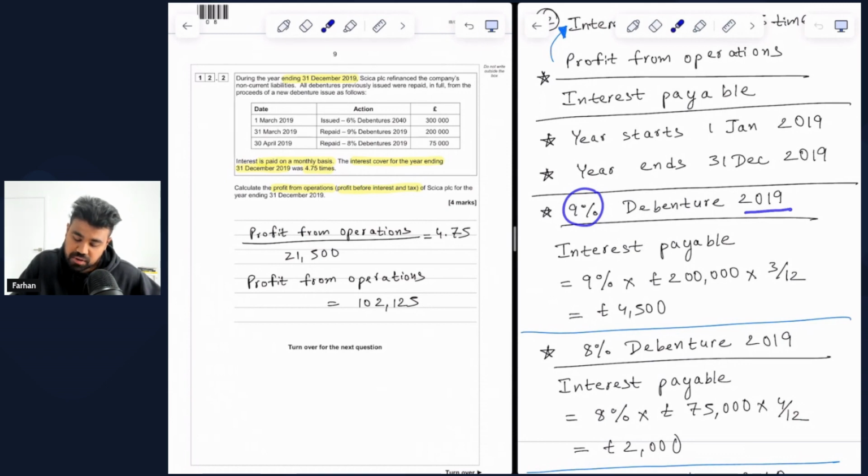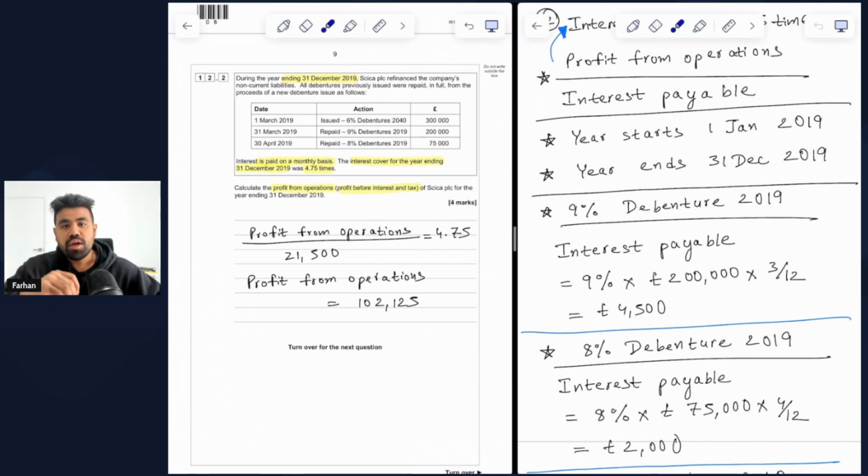Now, the interest that's payable on this 9% debenture can be calculated by taking 9% and multiplying it with the principal of £200,000. But then again, if you check the dates carefully given in the question, you will see that this 9% debenture was repaid on 31 March 2019, which means in the financial year of 2019, this debenture was still in use for January, February, and March, which are the 3 months before it was repaid.